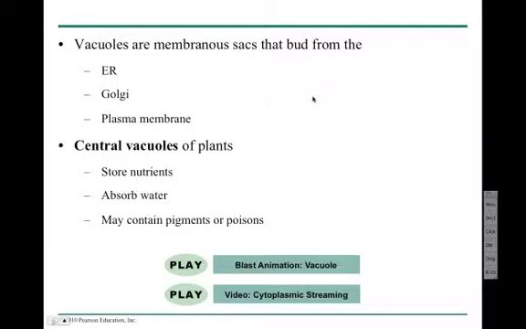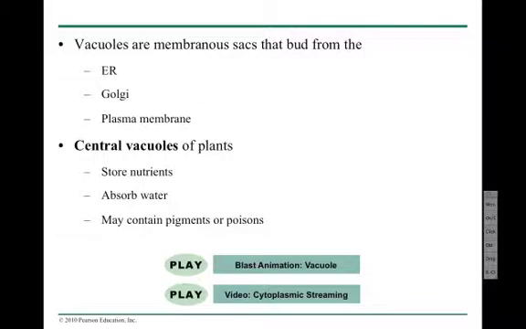So vacuoles are sacs, and they bud from a couple of organelles, the endoplasmic reticulum, Golgi bodies, and also the plasma membrane. Now in plants, there's another vacuole. It's only in plants. It's called the central vacuole, and it takes up a large section of the inside of the plant, and it is there to store nutrients. It can absorb water, and it may contain some pigments or poisons.